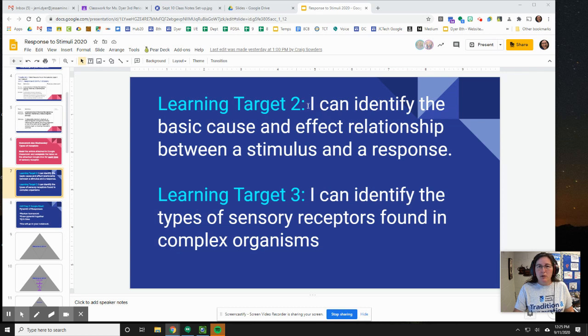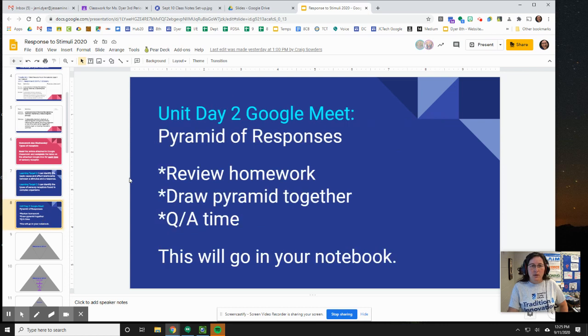The first part that we're going to do is work on identifying the basic cause and effect relationship between a stimulus and a response. And we're also going to work on identifying the types of sensory receptors found in complex organisms. The way that we will work on that is that we will review our homework and draw a pyramid together. And that pyramid is basically your notes for today.